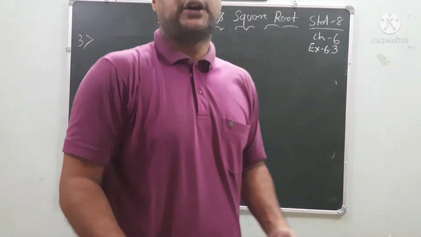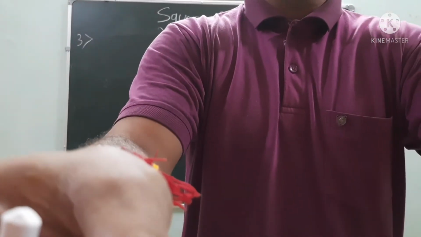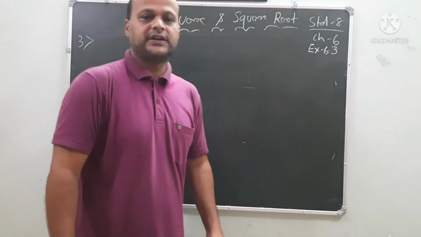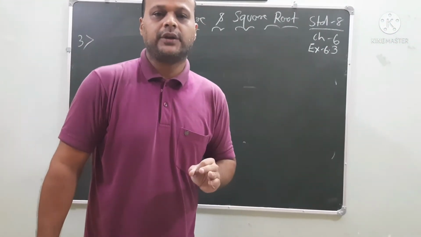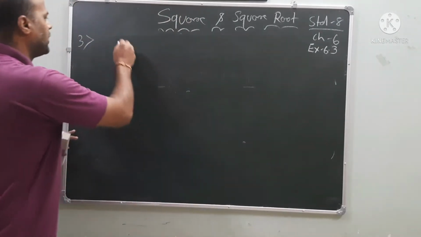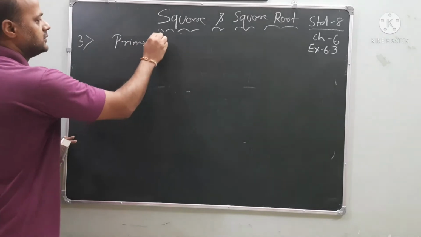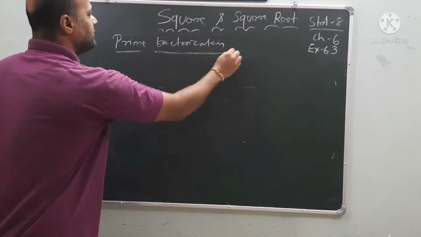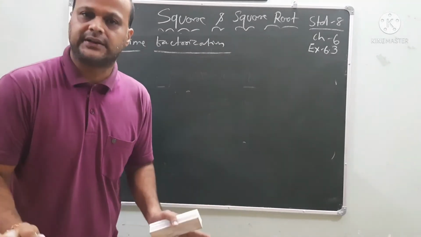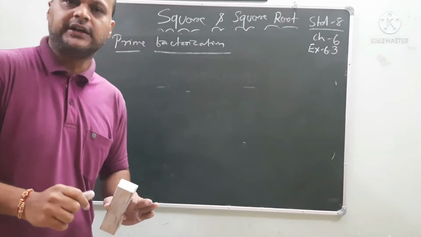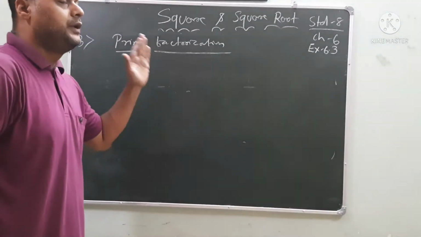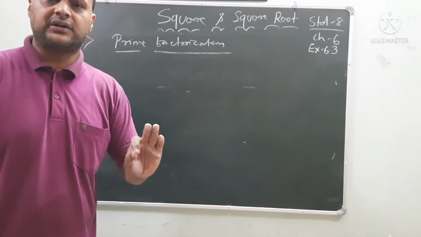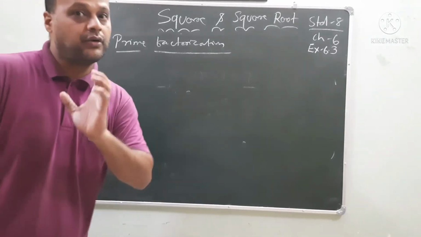Okay, my dear friends. Now come to the next one. What is the next one? Now it is saying that the fourth one is: find the square root of the following by the prime factorization method. What is the meaning of prime factorization method? Prime factorization means you have to find it by LCM methods, lowest common factor methods.